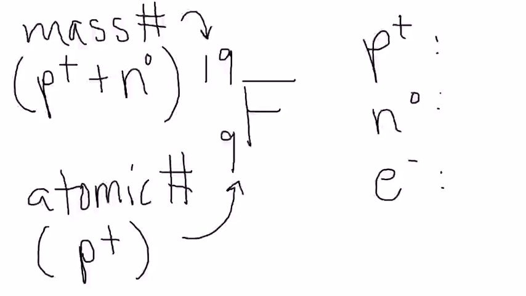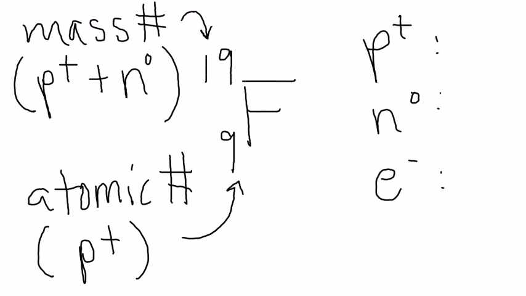This video will help you to figure out how many protons, neutrons, and electrons are in a particular atom. What you see here is a particular way of symbolizing fluorine. Fluorine is abbreviated with the capital letter F. Fluorine has an atomic number of 9.